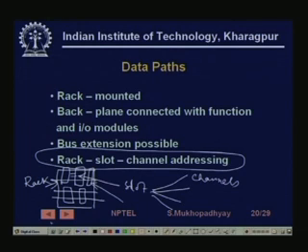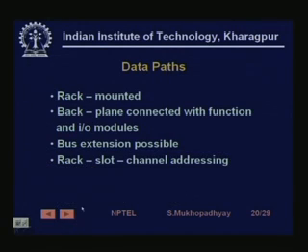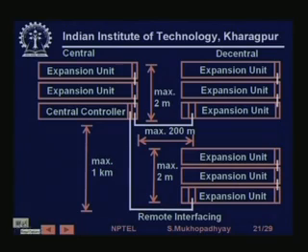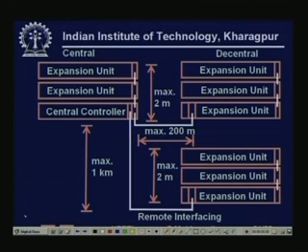Okay, we will see this in the next diagram. So here you are. This is one rack, let us say. Then you can have several racks. For example, they are actually connected by what are known as interface units, so these are interface modules.